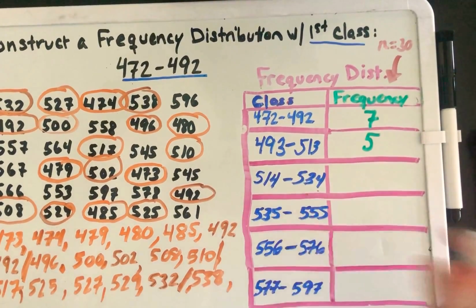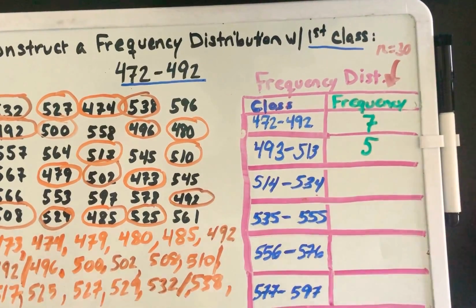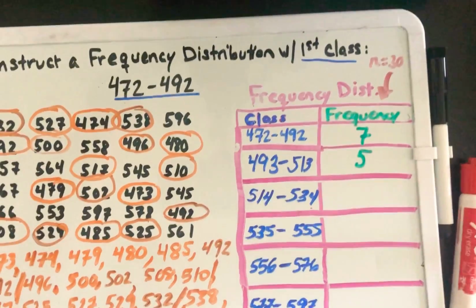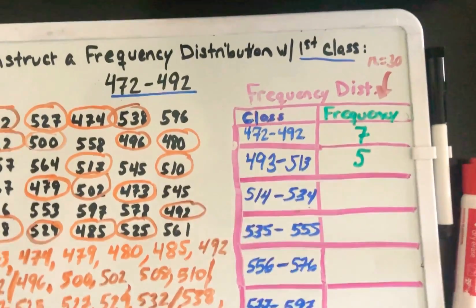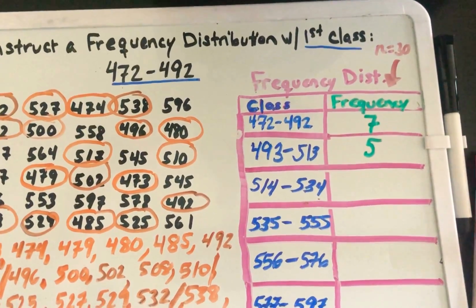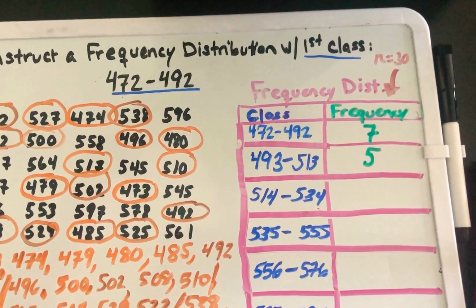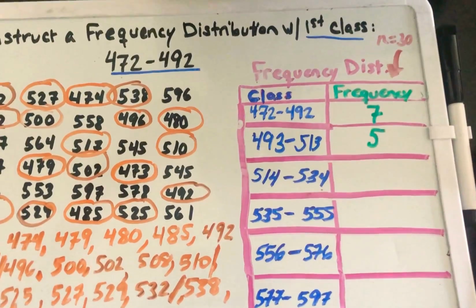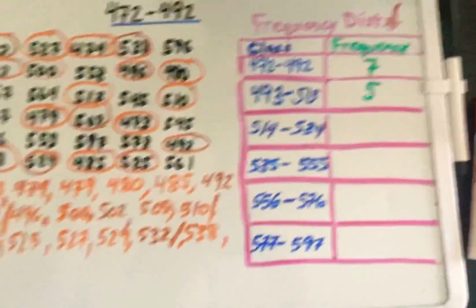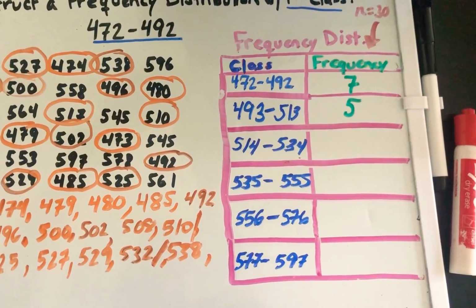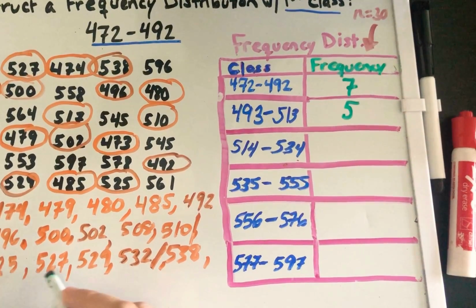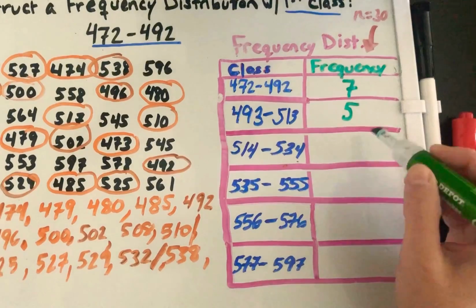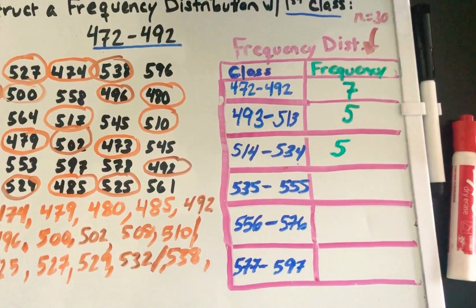Okay, so what was in class number 3? 513 through 534. Can we see it? That's right. You would have a total of 5 entries there, wouldn't you? We would have these: 517, 525, 527, 529, 532. That's 5 entries, so the frequency for that class is 5.